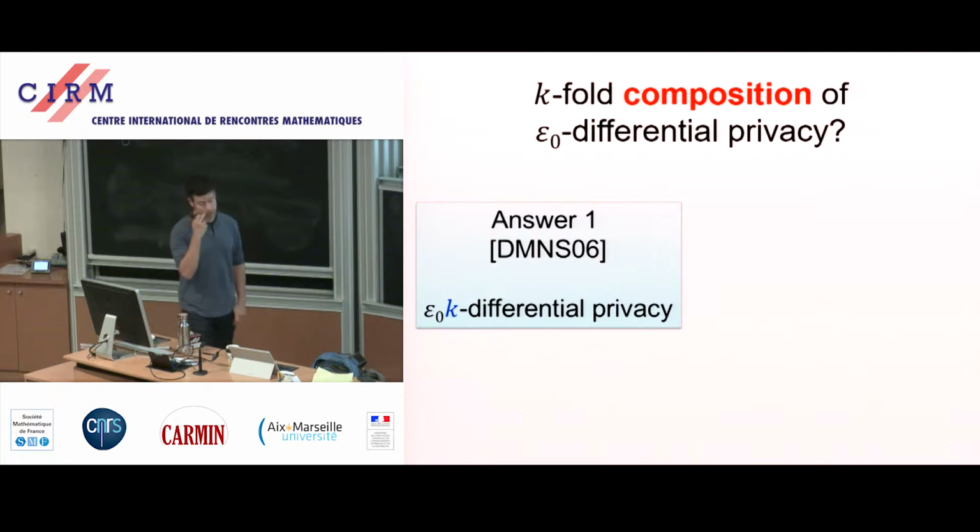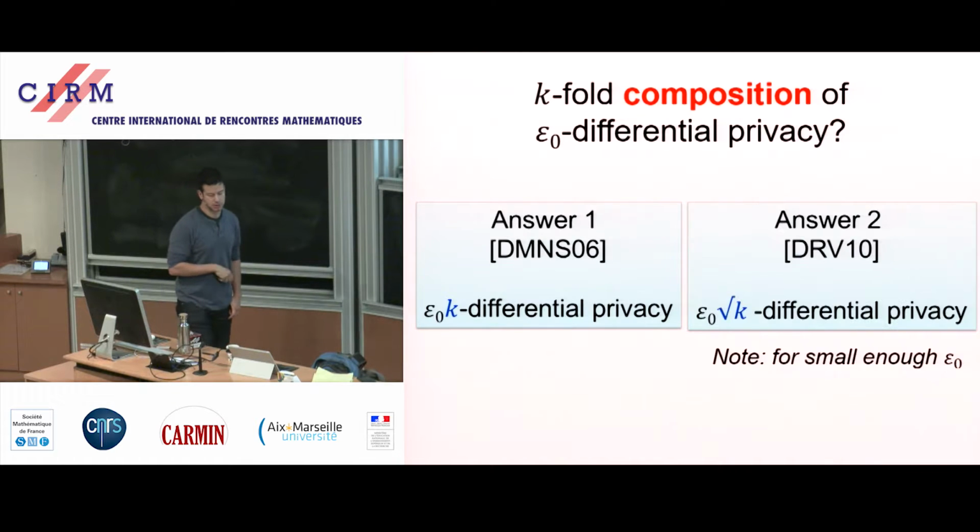What we've learned so far is that if we want to answer many queries, we can just use composition theorems or composition bounds. And we know, for example, that the epsilons can add up. So if we have k algorithms, each of which is epsilon 0 differentially private, taken together, they are epsilon 0 times k differentially private. But in fact, this is just an upper bound, and someone asked about that yesterday. We can actually get something much better.